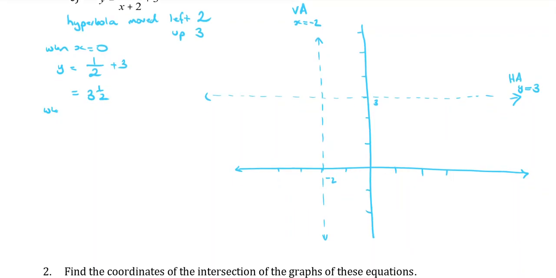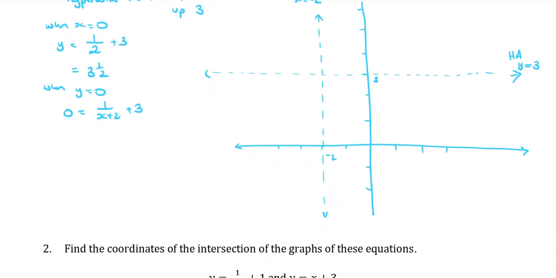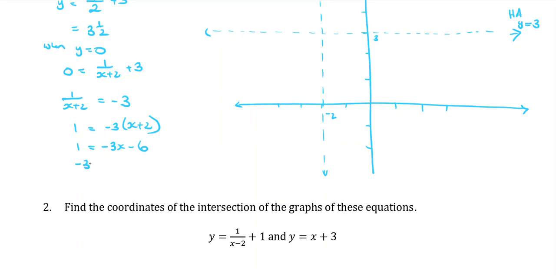Then I'm also going to sub in that y is equal to 0, which is 0 equals 1 over x plus 2 plus 3. Move the 3 over to the other side, which is 1 over x plus 2 is equal to minus 3. Times the denominator up, so minus 3 times x plus 2. Expand the brackets, add the 6 to the other side, which makes 7, and then dividing by negative 3, we either get negative 7 over 3, or that's negative 2 1/3 if you want it as a mixed numeral.